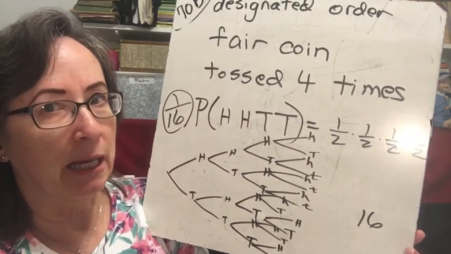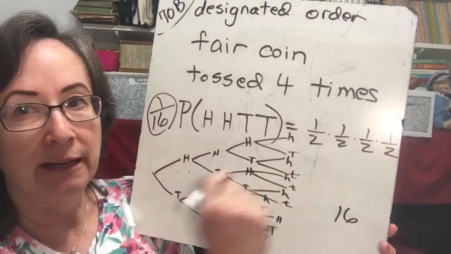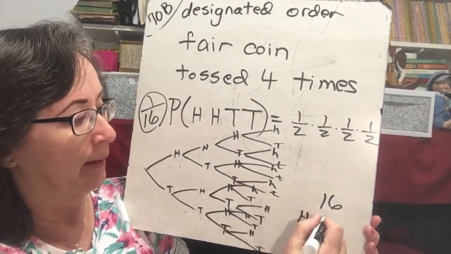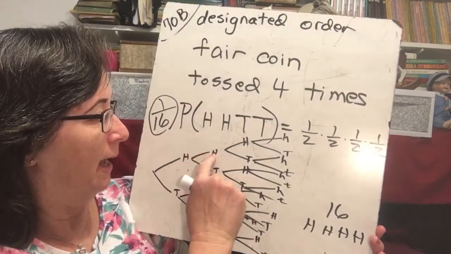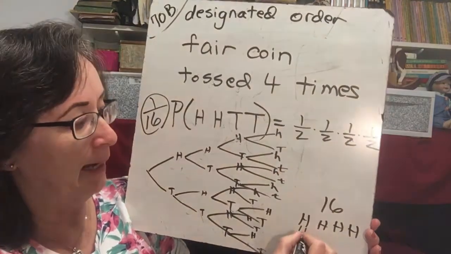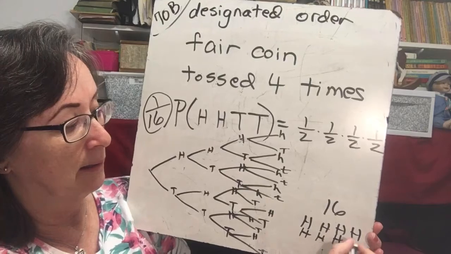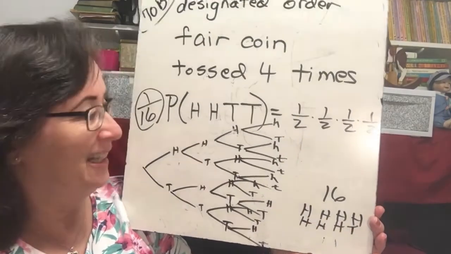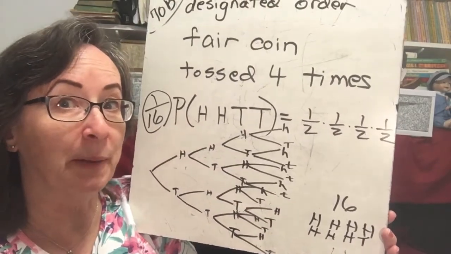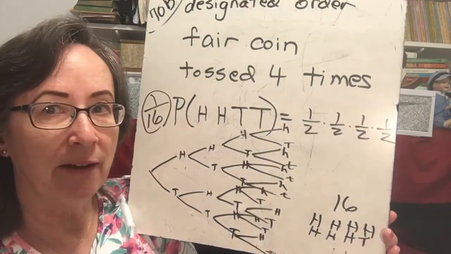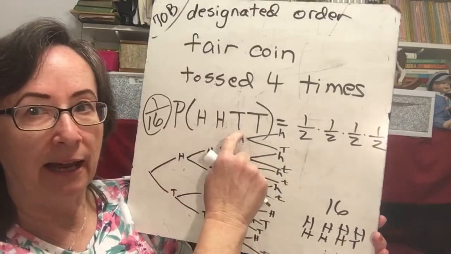So if we were to label those 16 ways, we would have what? Head, head, head, head. That would be one way. And then the next way would be head, head, head, tail. And I'm not going to label all 16 ways, but hopefully you get the idea. But of those 16 ways that it could happen, how many of those ways have head, head, tail, tail?